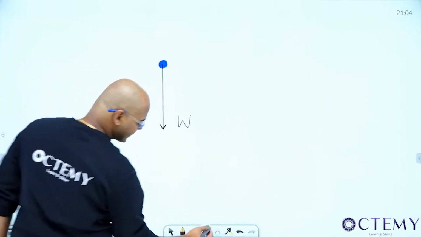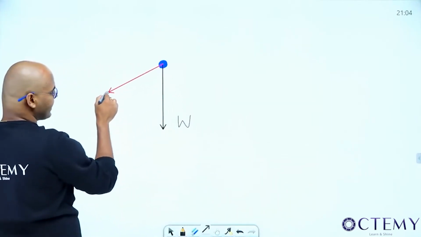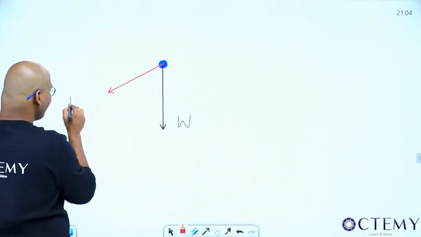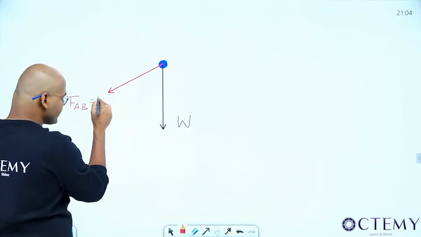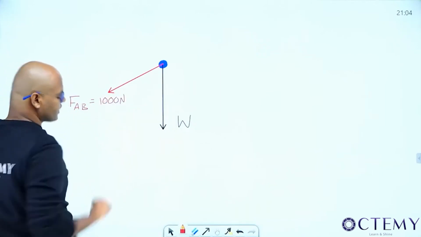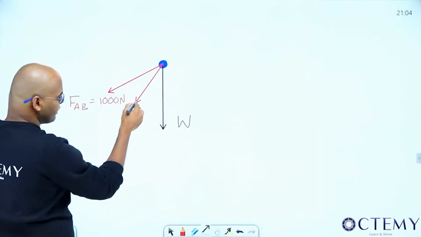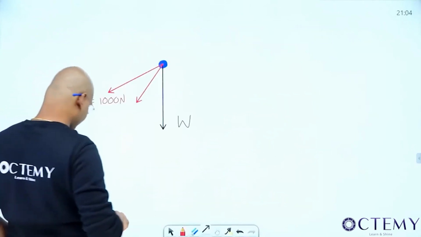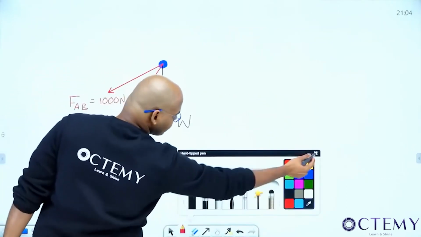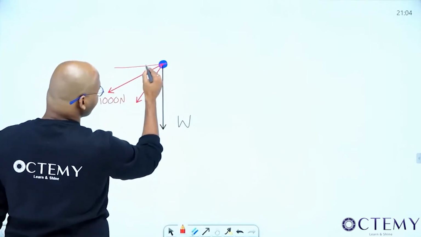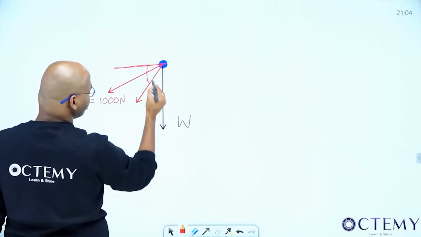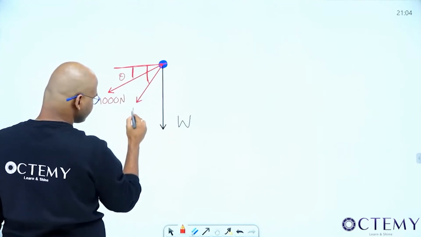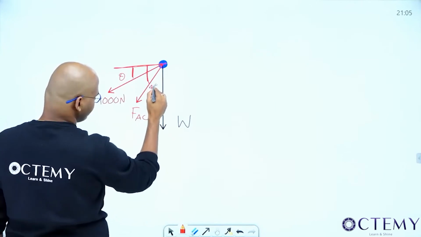It's making an angle theta with the horizontal. How much is that? FAB, as it is given tension, away from the joint, 1000 newtons. One more I have. What is that? FBC, right? Sorry, FAC. And this is FAC. It's making an angle of how much? 45 degrees. This is theta. This is 45 degrees. What is this? FAC, 45 degrees.